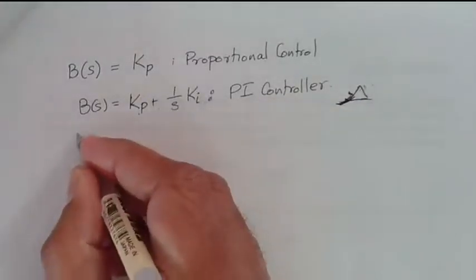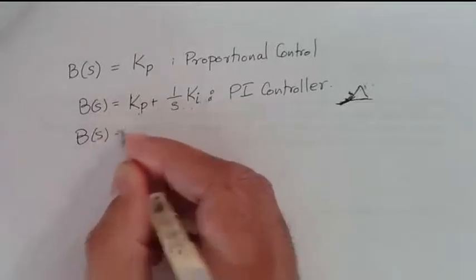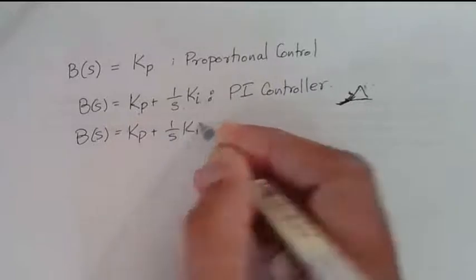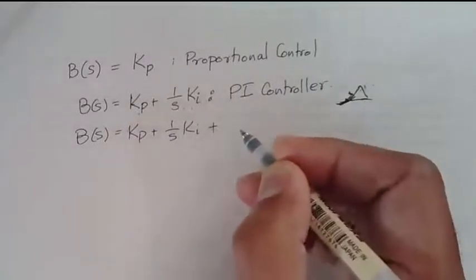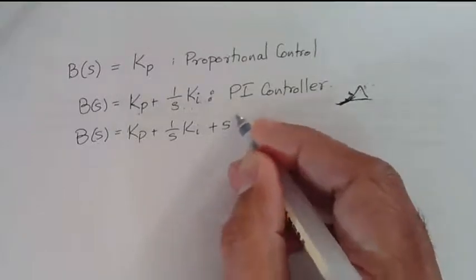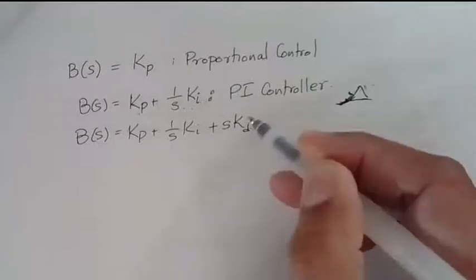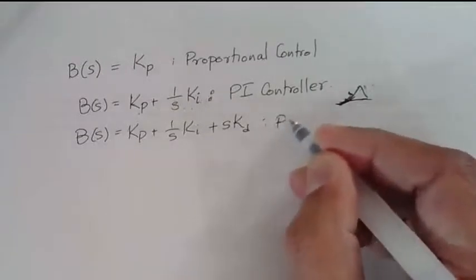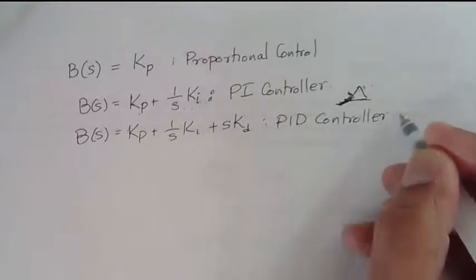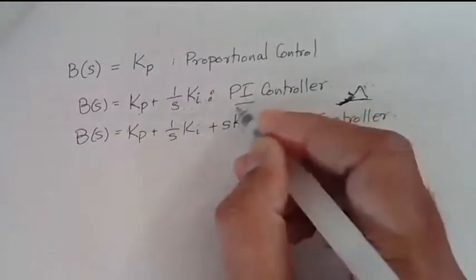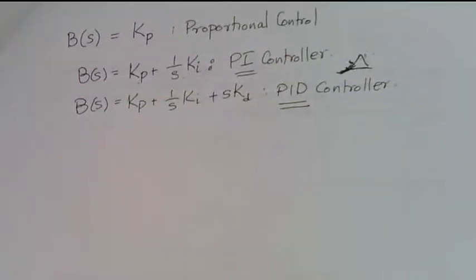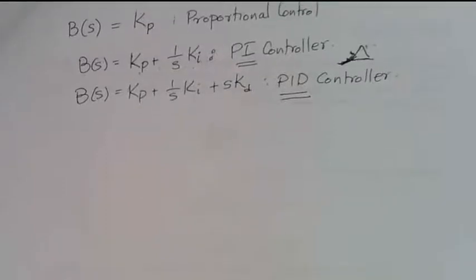When I do that, my controller now becomes a proportional term, an integral term, and a differential term. Now remember that the derivative in the time domain is the same as multiplying with s in the frequency domain. So this is s times Kd, and this is called a PID controller. Okay, and somewhere along the line, you're going to use one of these, because somewhere along the line, you'll want to control some kind of system.